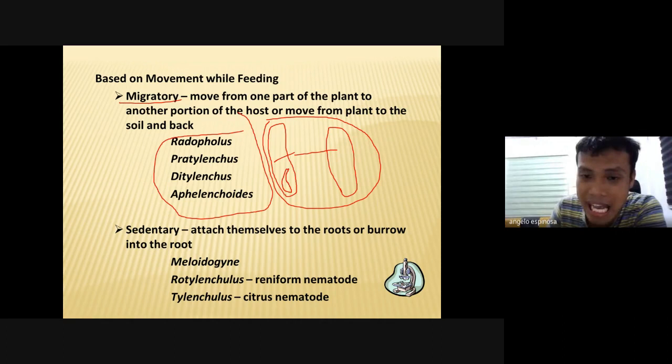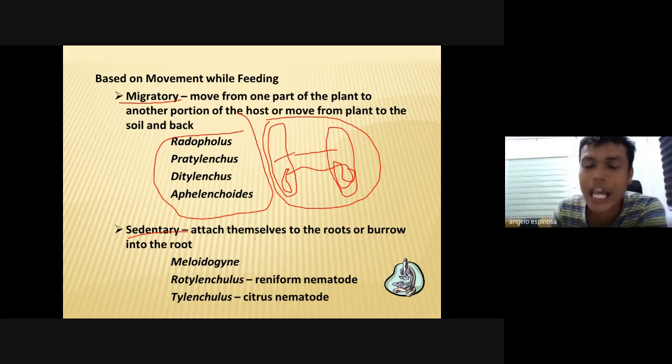And then after that, when it is satisfied, it comes out and goes to other plants, feeds there again and grows fat again. That is what we call migratory endoparasites. Okay? Now when we say sedentary, they attach themselves to the roots or burrow into the roots.